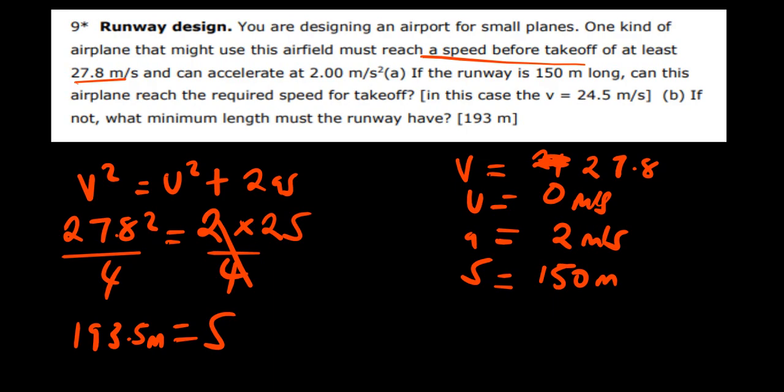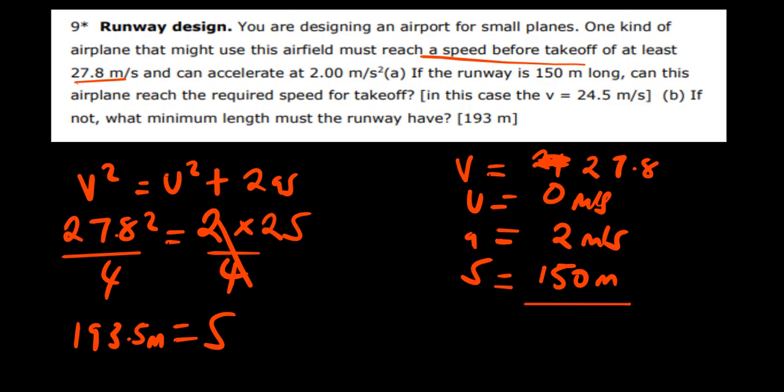Now, since the calculated distance is greater than the given one, the one that they've given us on the runaway is 150 meters. But for us, we found 193. This is greater, right? So the airplane cannot reach the required speed for takeoff on a 150 runaway. Okay, that's what you need to understand.